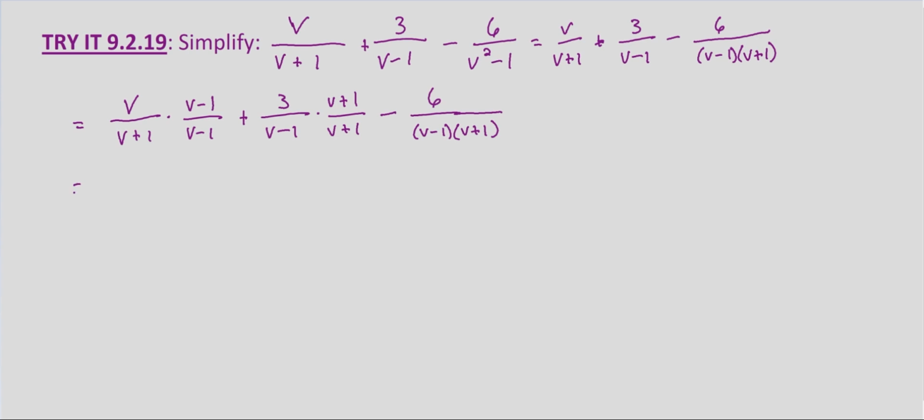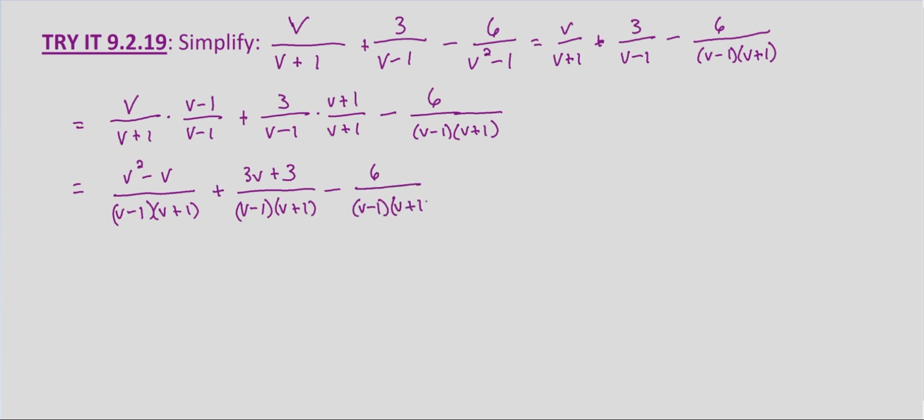So multiplying our numerators in our first rational expression, we have v squared minus v. V times v is v squared, v times 1 is v, and that's over our v minus 1 times v plus 1. Plus 3 times v plus 1 is going to be 3v plus 3, over our common denominator of v minus 1 times v plus 1, and then minus 6 over v minus 1 times v plus 1.